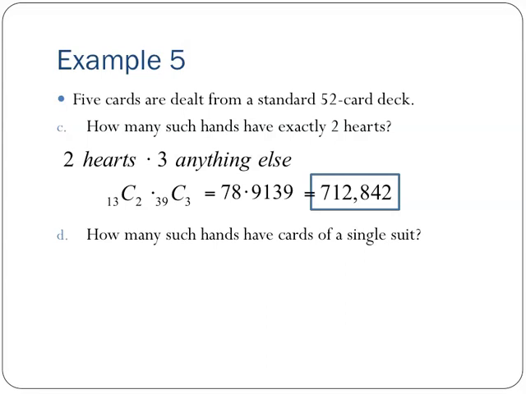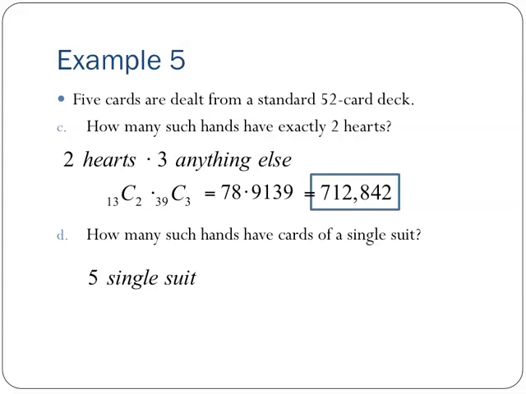Alright, last one. How many such hands have cards of a single suit? In other words, in your hand, they're all either hearts or clubs or diamonds or spades, but they're all the same suit. So let's start off by picking a suit. It doesn't really matter which one. Let's say hearts. Let's say we're trying to figure out how many ways there are of coming up with a hand of 5 cards that are all hearts.